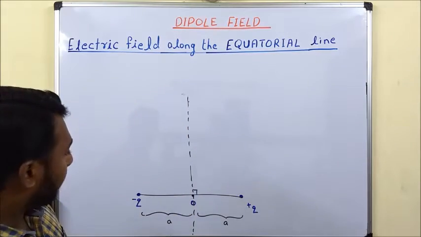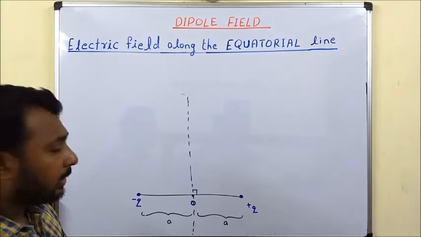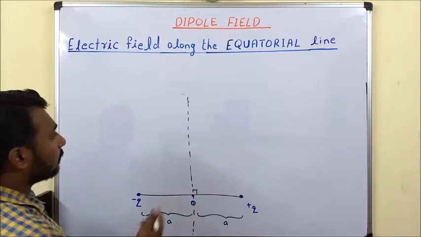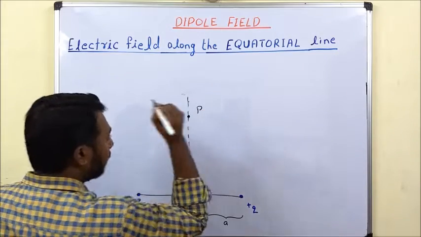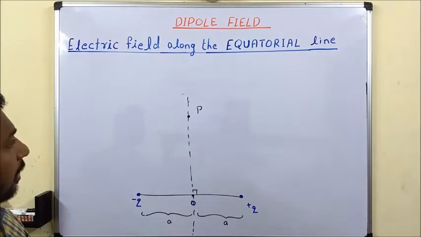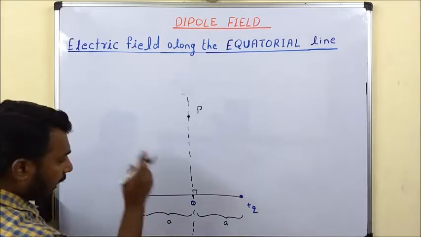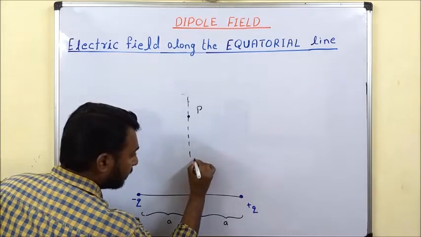Now let us consider a point on this equatorial line. So let it be here. So this is point P. The distance of the point P from the center of the dipole is R.